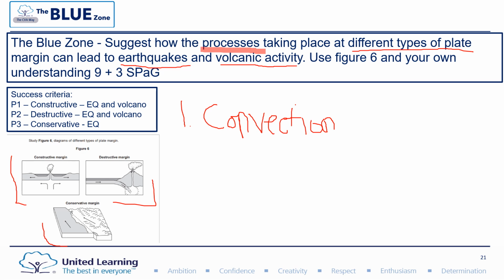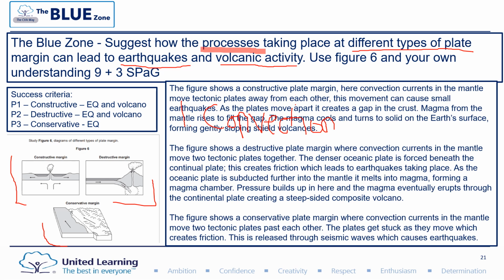Right, perfect. So, just to finish off, this is a perfect answer. The figure shows a constructive plate margin. Here, convection currents in the mantle move tectonic plates away from each other. The movement can cause small earthquakes. As the plates move apart, it creates a gap in the crust. Magma from the mantle rises to fill the gap. The magma cools and turns to solid on the Earth's surface, forming gently sloping shield volcanoes.